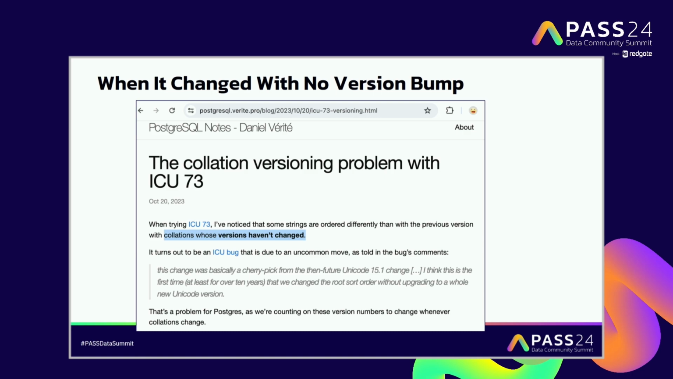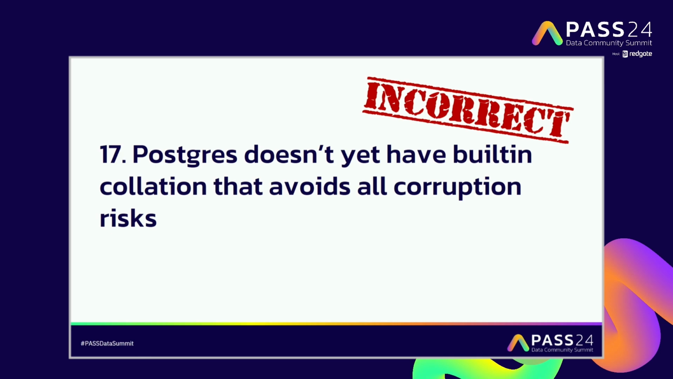And that leads to number 17, which is that Postgres does not have any built-in provider. This goes back to my very first slide. I said Postgres only has two options: you can do the operating system or you can do ICU. That was what I originally thought, although I kind of knew about this, but not completely. Actually, there was kind of this third option that's been there all along.